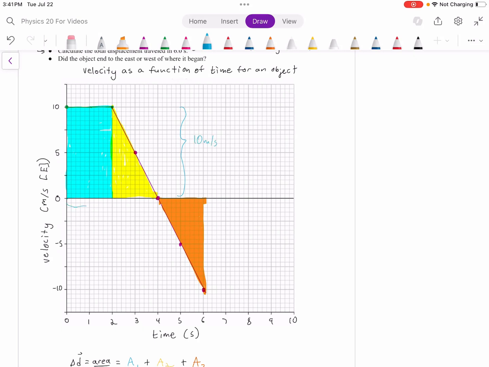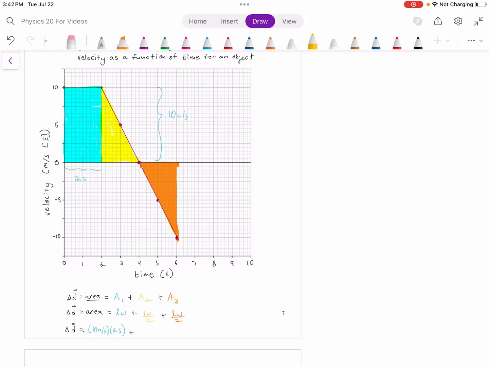And then the width we can see is 2 seconds, 0 to 2. Then this triangle here has a base or a width of another 2 seconds, right? 4 minus 2. And it actually has the same height. It's also 10 meters per second. So again, that accounts for the fact that it actually wasn't moving 10 meters per second for most of that, it was going slower than 10 meters per second as it got slower and slower and slower.